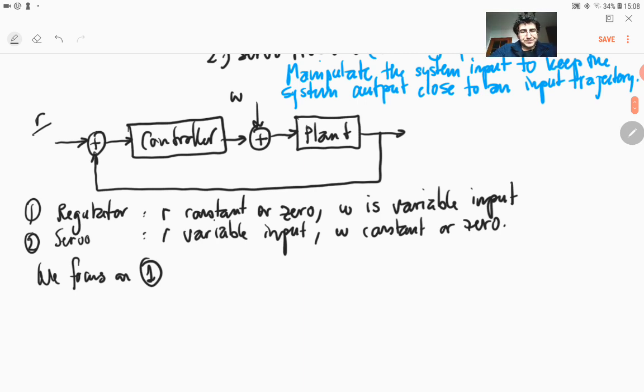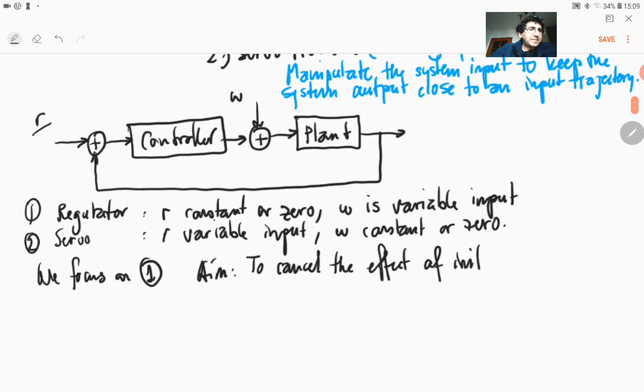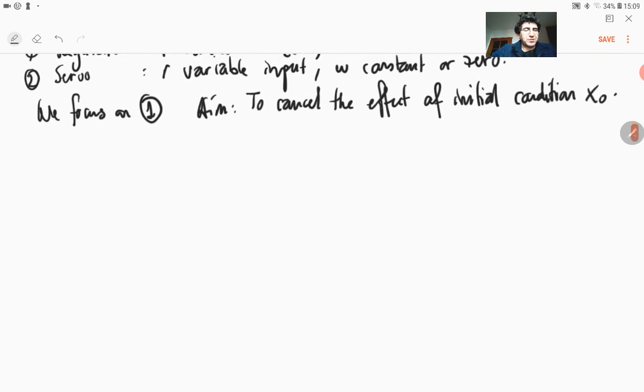So what is our aim? What we will look at is that we will concentrate on the initial condition. Our aim will be to cancel the effect of the initial condition x0, and we will consider a state space representation for our problem.